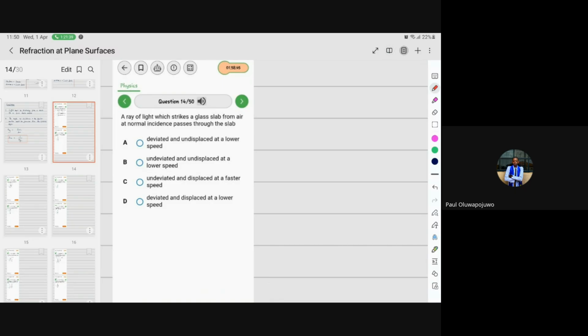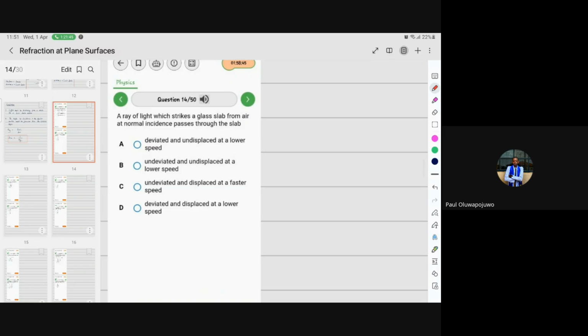A ray of light. Can you see my screen? The first one says: a ray of light which strikes a glass slab from air at normal incidence passes through the slab. A says deviated and undisplaced at a lower speed; B, undeviated and undisplaced at a lower speed. What's your answer, guys? Very fast. We have a lot of questions that Paul sent here, and I'll be very glad to walk you through them. Anybody answering, or should I go ahead and make some reference on that, and then we'll go to the next, because there are a lot of questions we need to tackle.